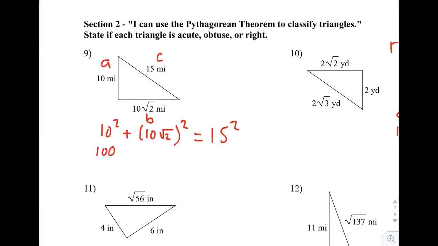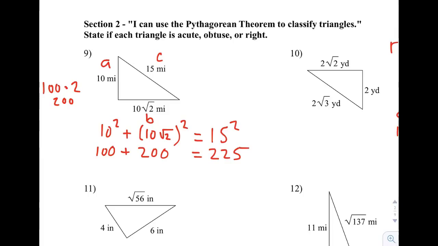10 squared is 100. 10 square root 2 squared. 10 times 10 is 100. I'm going to do this over on the side, times the square root of 2, which is squared, which is just regular 2. Square root of 2 times square root of 2 is square root of 4. Square root of 4 is 2. Lots of ways to think about how to do that problem, but you end up with 100 times 2, which is 200. You could also type that in your calculator and then hit the squared button, and if you type it in all correctly, it would come out to 200. And we think it equals 225.